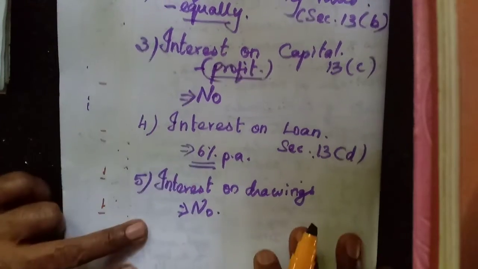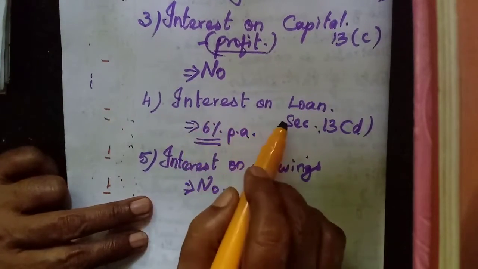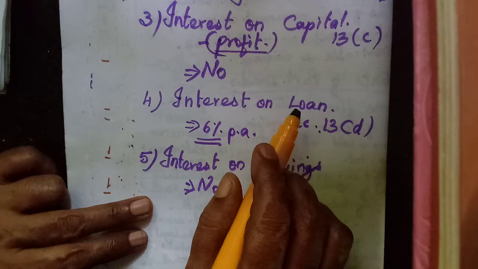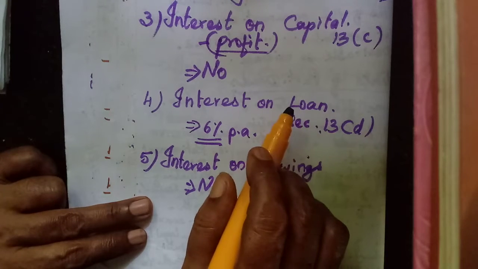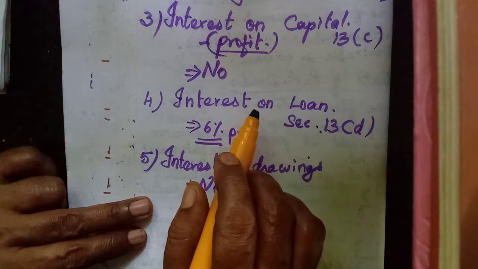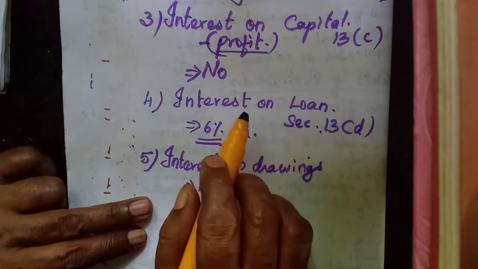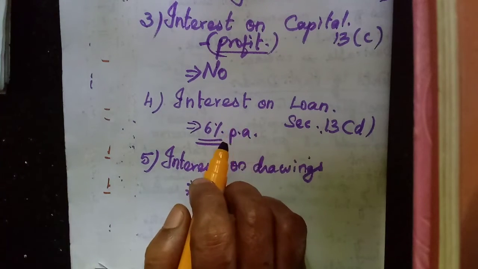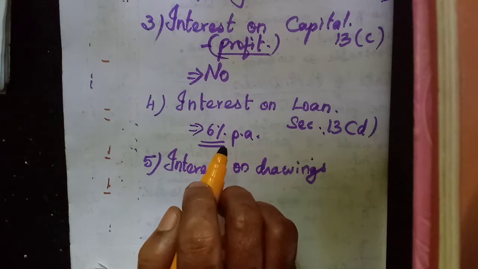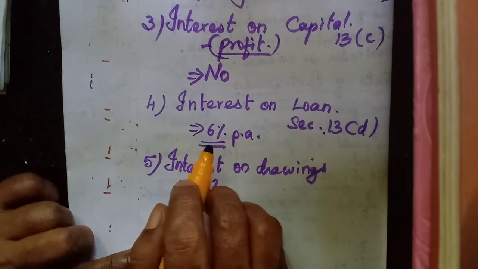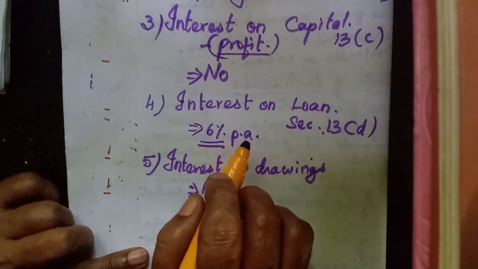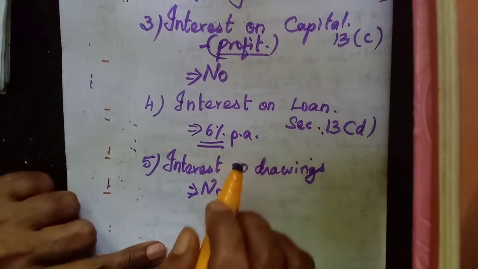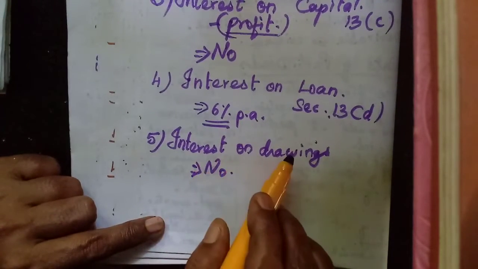The next one, interest on loan. That one is section 13D. In order they have given. I have told you that sometimes the partners will advance loan to the firm, so they have to provide a certain percentage as interest on loan. Only if the partnership deed is silent, they can give only 6% of the loan as the interest on loan, but not more than this. If they have demanded 10%, it is not allowed. 6% per annum.